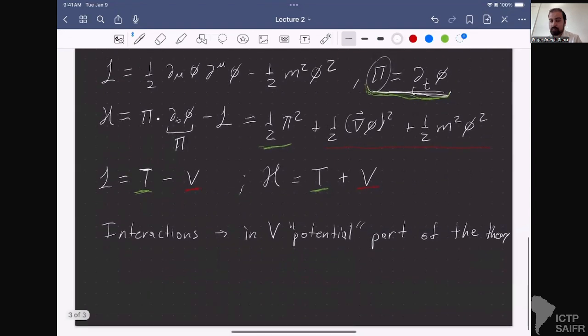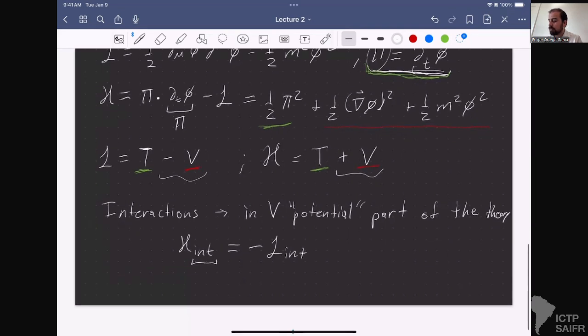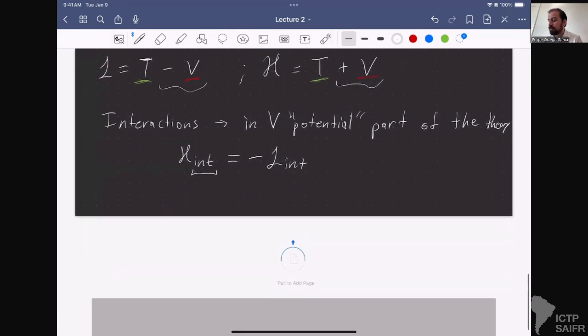Meaning that if we have some Hamiltonian with an interacting part, we can quickly identify it by looking at the interacting part of the Lagrangian and adding a negative sign, right? Because there's a negative here and then it's positive over here. So there's an easy identification of the interacting parts of the Hamiltonian by looking at the Lagrangian. Okay, so that's basically all that we need to know about classical Hamiltonian mechanics in classical field theory for now.